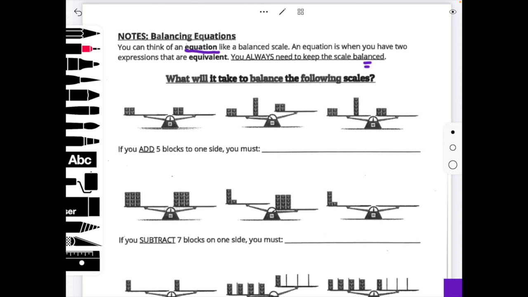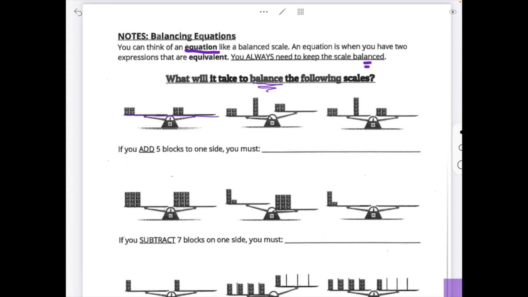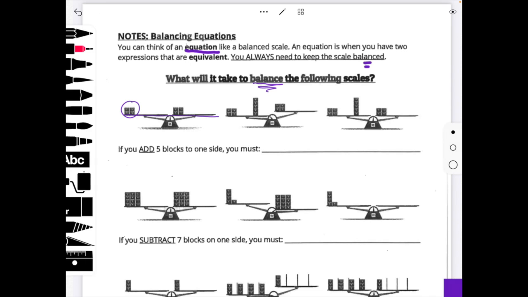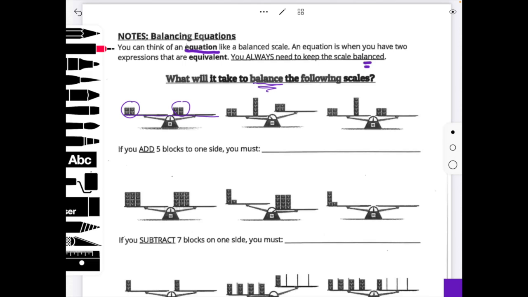So before we start writing expressions, let's just look at these pictures of these scales. What will it take to balance the following scales? To balance means to keep them level. We see this first one's level, this one is not level, and then it's level again. We start off with 4 cubes on one side and 4 cubes on the other, and it's balanced. Our scale is balanced, both sides are equal. So we can say that our expression 4 is equivalent to the other expression, which is also 4.